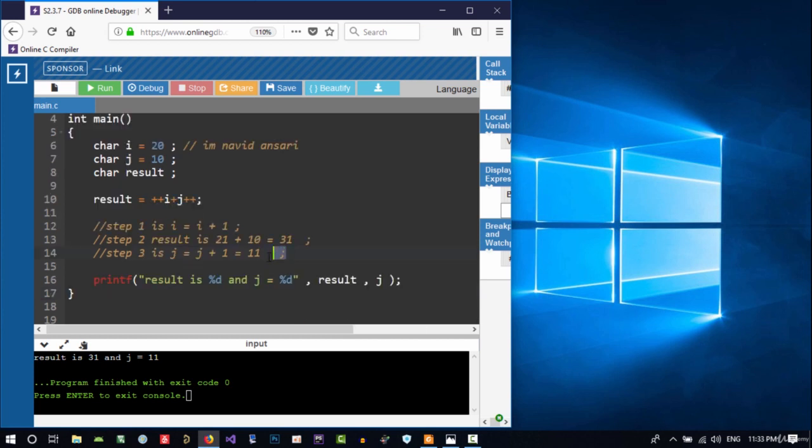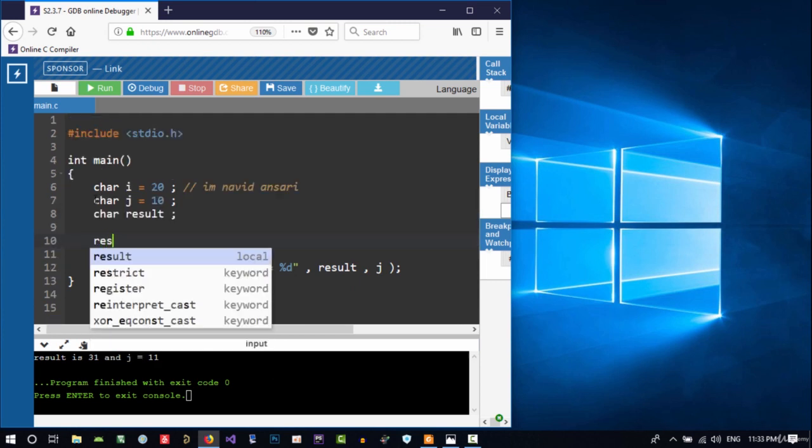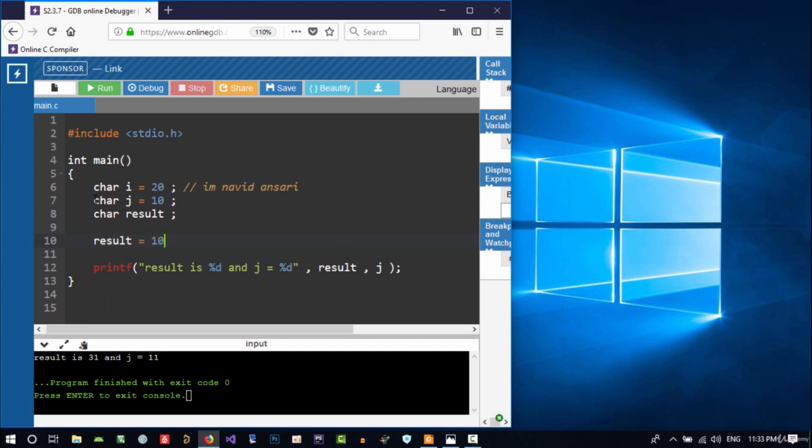Let's have another example. Result equal 10 multiply by 5 divided by 2 plus 7 minus 2, no, 4, semicolon. So what do you think will be happening here? Will the MCU execute code from left to right? No.